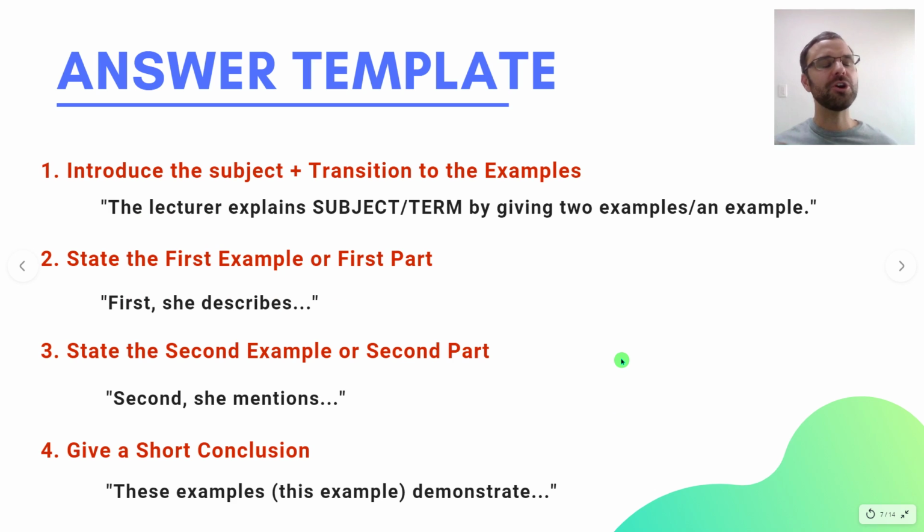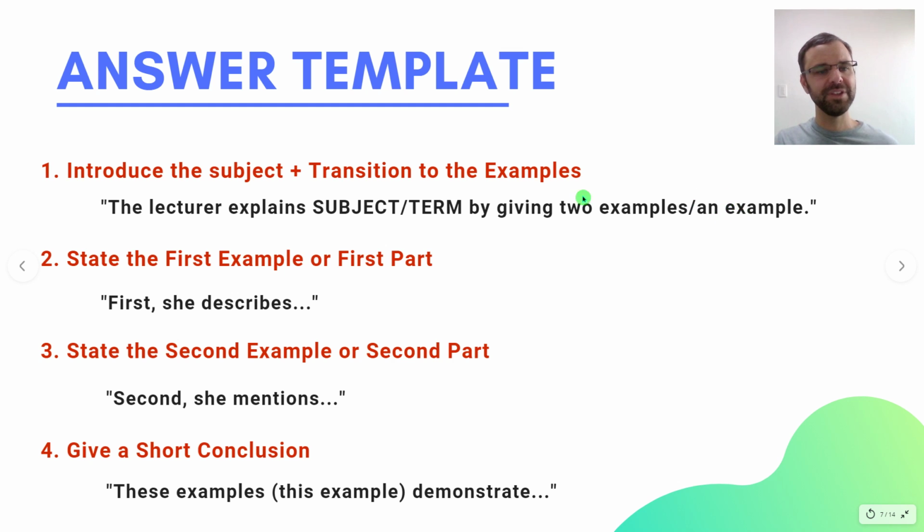All right, so how do you put together your answer? Well, on the screen now, you can see a basic template that I recommend to most of my students. It has 4 parts. First of all, you should introduce the subject and transition to the examples all in one sentence. Something like this: the lecturer explains whatever by giving 2 examples, or by giving an example.